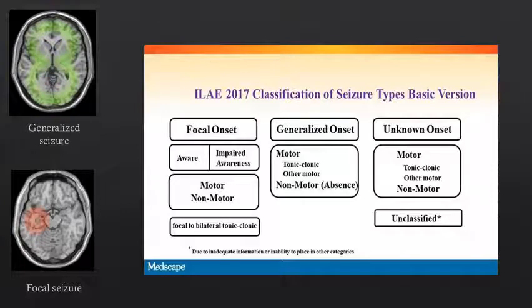Next, generalized onset always has loss of consciousness, and they can present again as motor, most commonly the generalized tonic-clonic that we have all seen, and non-motor, which is usually absence seizures.